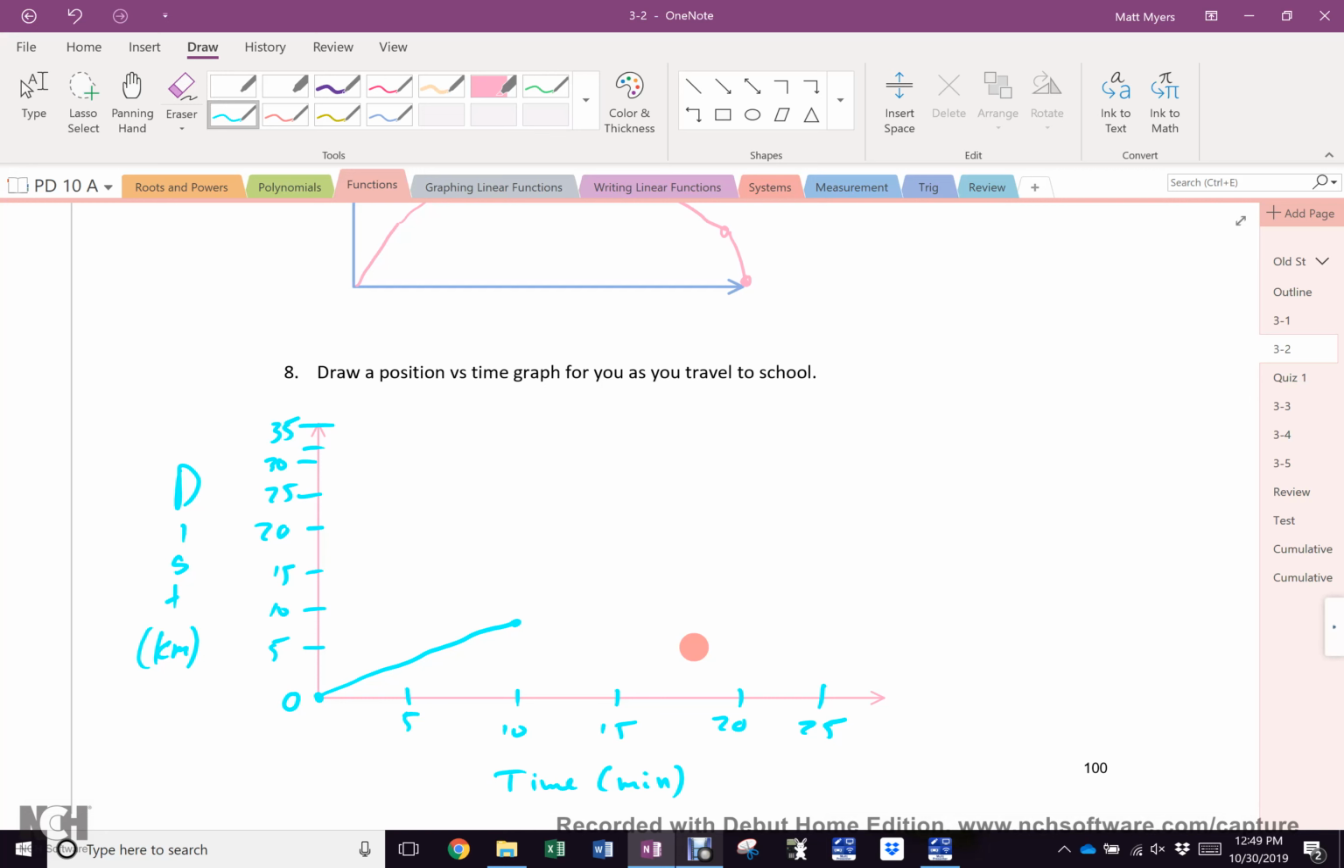15 plus 10. Yeah, about that. So for 15 minutes to about 25, I'm going to be double that slope, right? And then what happens when I turn off the highway? I go back down to this slope, yeah? 50 kilometers an hour. And then I arrive at school. Everybody cool? That's distance, position, time as I travel to school.